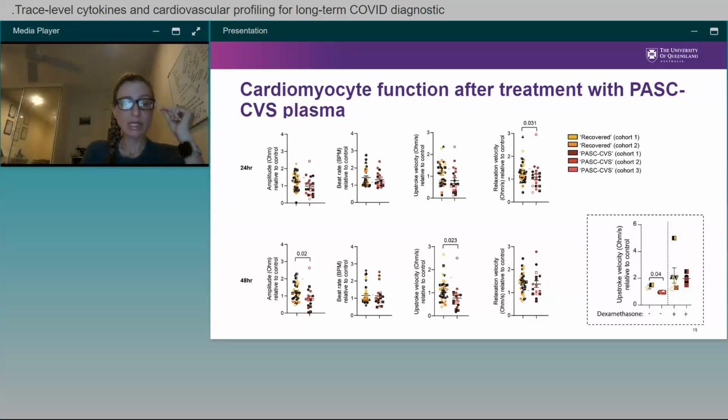To see if this was really being driven by these cytokines, we focused in on this difference in upstroke velocity, and we performed these experiments again, but this time in the presence or absence of dexamethasone. So for those of you who aren't familiar with it, dexamethasone is a sort of generic anti-inflammatory that can reduce the inflammatory response, and it's actually used therapeutically in acute COVID for individuals who are presenting in the later stage of disease and have that cytokine storm.